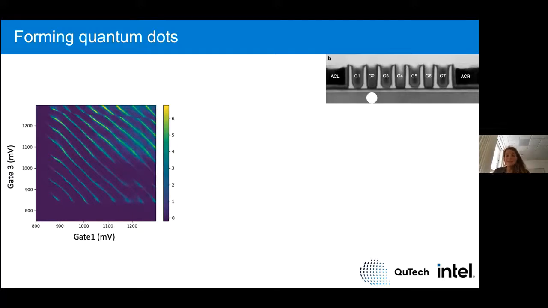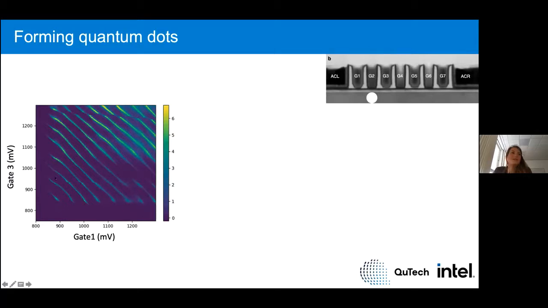To see if industry samples can indeed form qubits, we need to check 3 things. First of all, can we make quantum dots and catch electrons? Secondly, can we perform single-shot readout? And thirdly, can we control the qubit? So let's start with the quantum dots. We do that by scanning 2 gates, gate 1 and gate 3, so we form a quantum dot under gate 2.